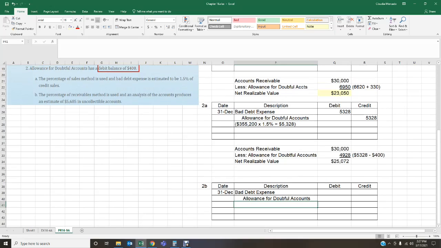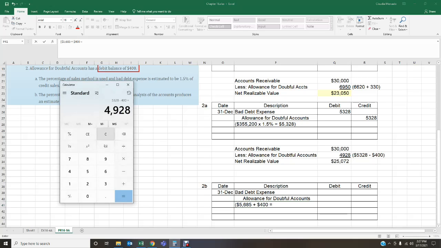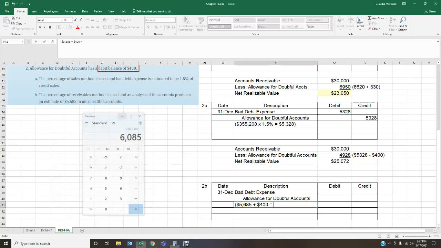So if I need to have $5,685 in my buckets for my allowance account, yet I'm short $400 to start off with, what do I need to do? Well, I'm going to get my $5,685, and I'm going to add the amount that I'm short, which is $400. That's going to give me 5,685 plus 400, $6,085.